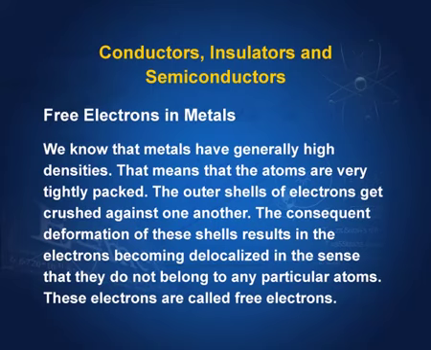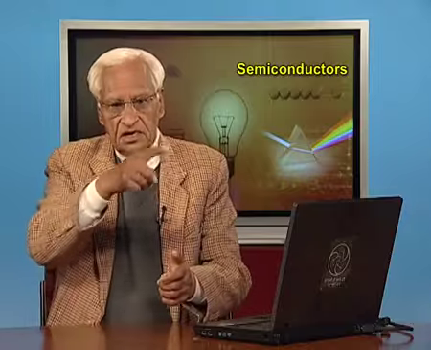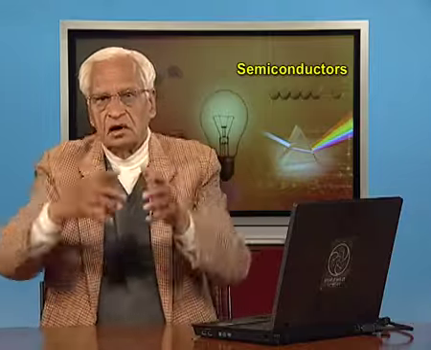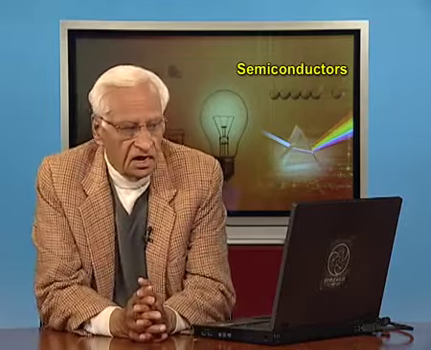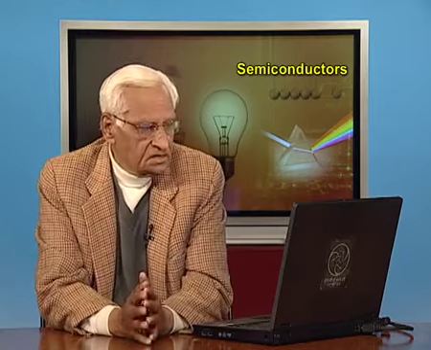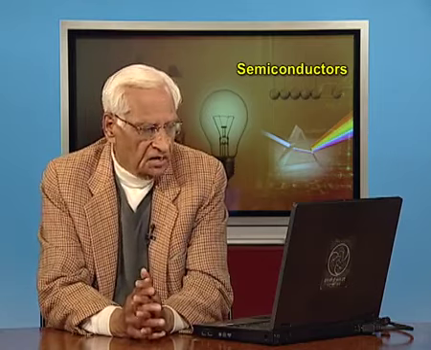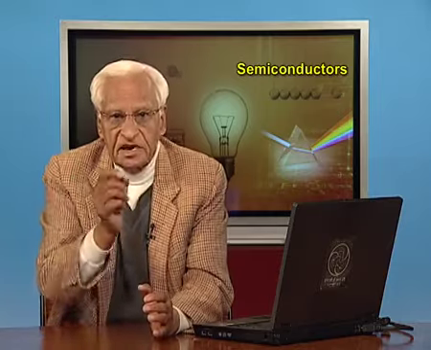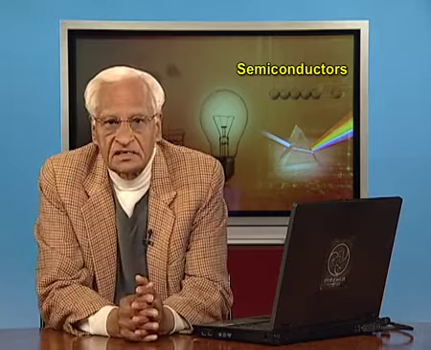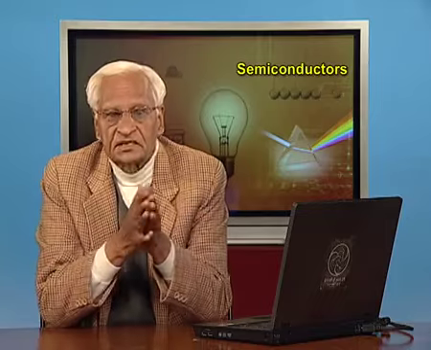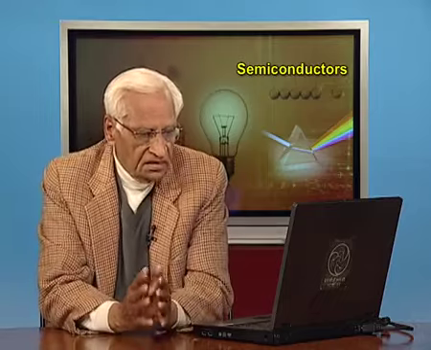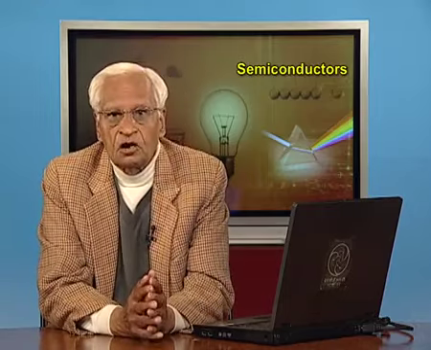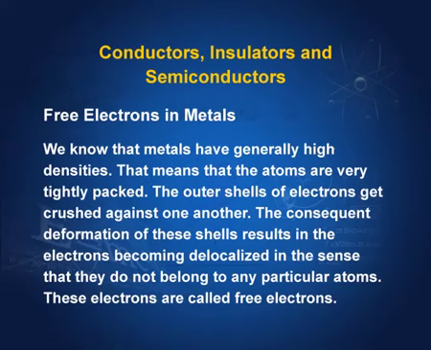The outer shells of electrons get crushed against one another. Imagine you see a huge number of outer shells, pressed against one another. The consequence is that the electrons which were in these outer shells become delocalized. That means they do not belong to any particular atom. These electrons are called free electrons, because they do not belong to any particular atom.